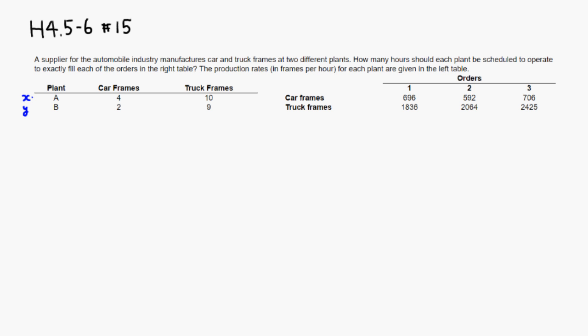If you want to find the total number of car frames produced, it's going to be 4 times x, that's the number of car frames from plan A, and 2 times y. I'm using these values there. To meet order number 1, we would have to make 696 car frames. Then for truck frames, it's going to be 10 times x plus 9 times y. Then for order 1, it's 1,836. So this is the system of linear equations.